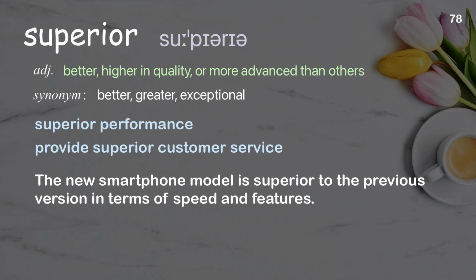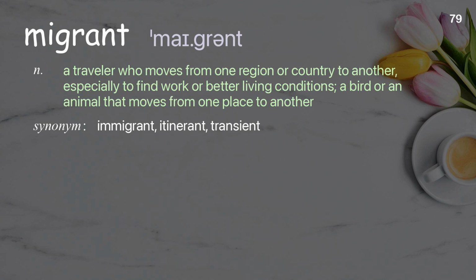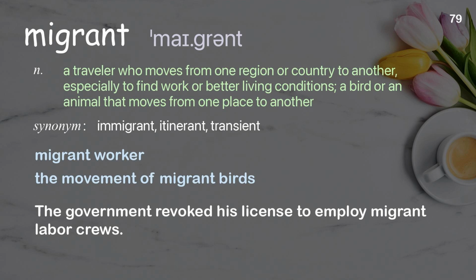Migrant. A traveler who moves from one region or country to another, especially to find work or better living conditions. A bird or an animal that moves from one place to another. Examples: Migrant worker. The movement of migrant birds. The government revoked his license to employ migrant labor crews.